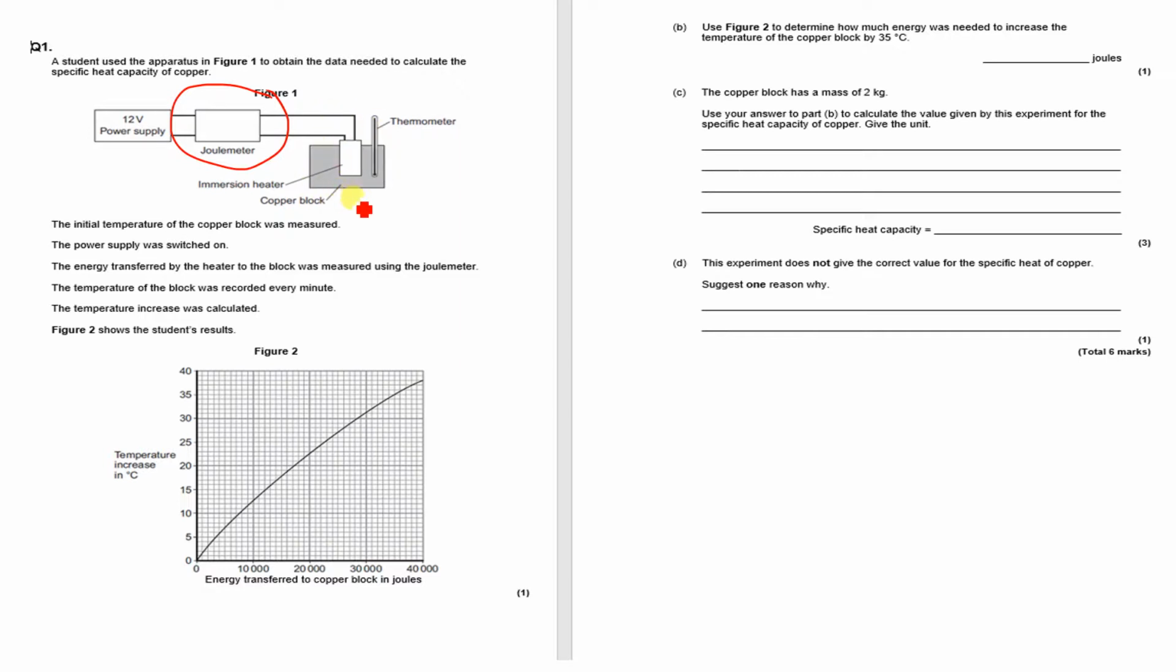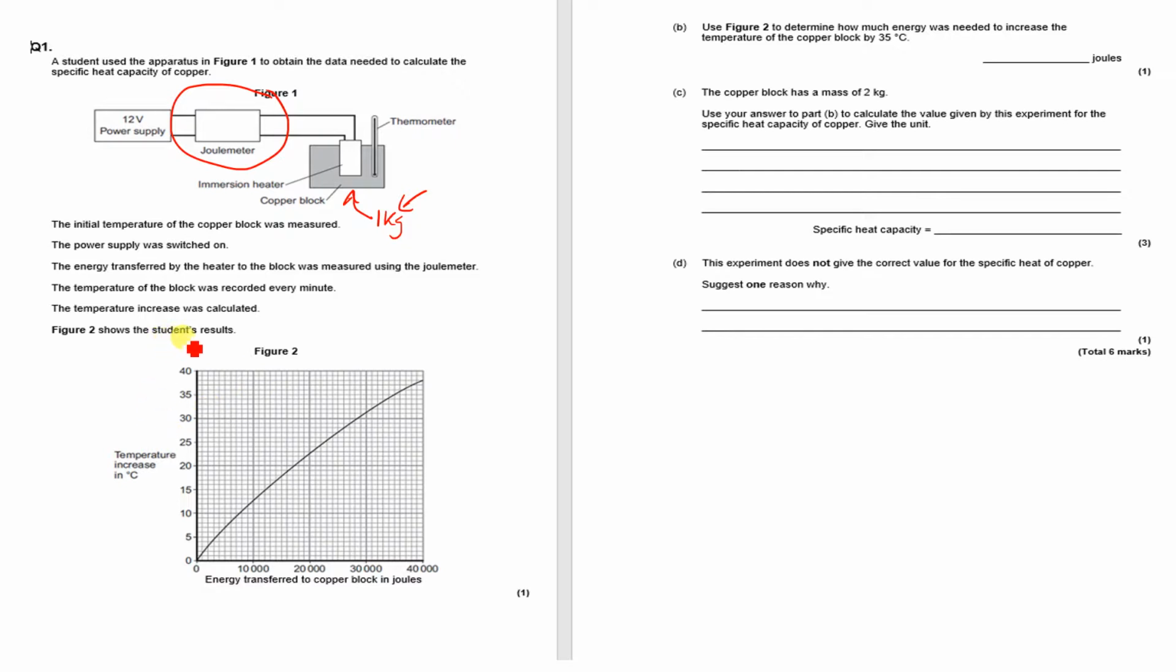Now this copper is probably going to be 1 kilogram, because specific generally means 1 kilogram, and the specific heat capacity is the energy required to raise 1 kilogram of substance by 1 degree C. So you need to know that definition for your exam.